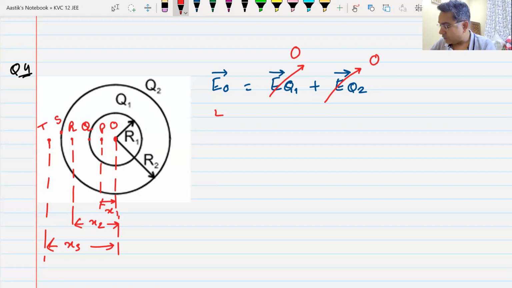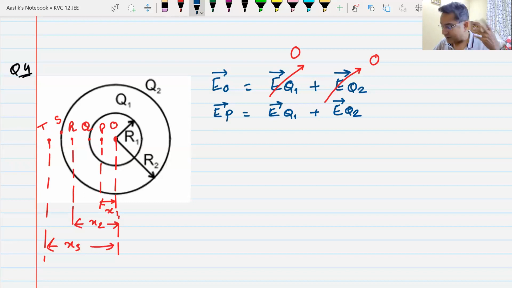If I move on, anyone understanding this? Sir. Electric field at point P, again I have to find electric field due to Q1, plus again I have to find electric field due to Q2. This point P is again inside Q1 and inside Q2, so both of them are still 0. You don't get anything.